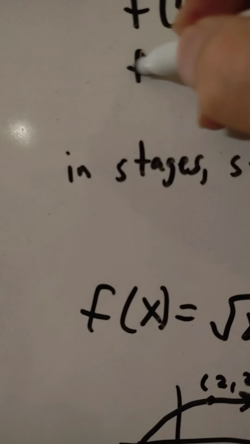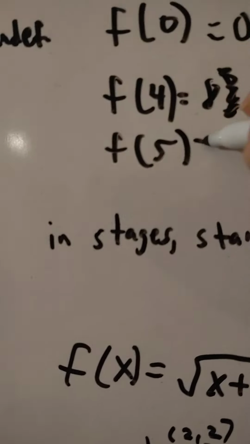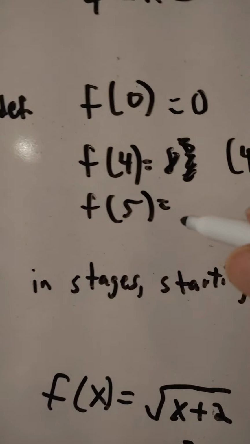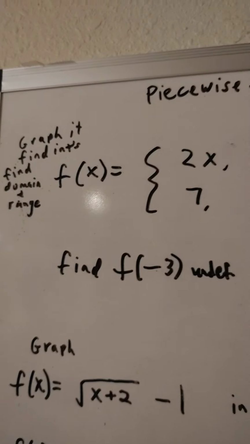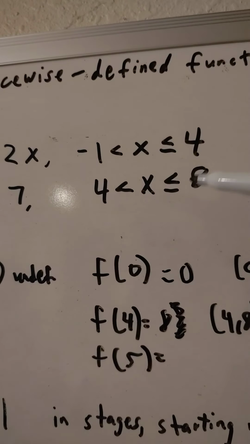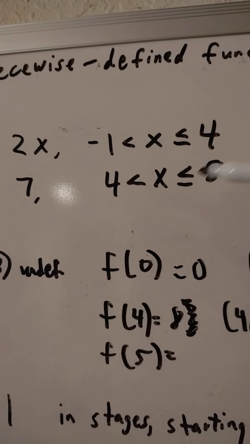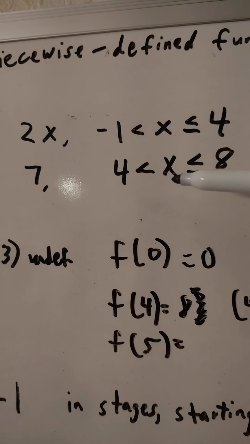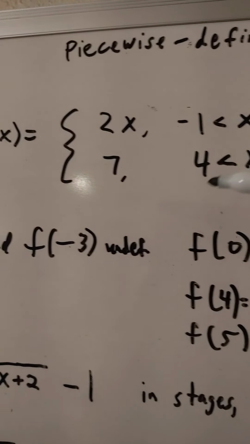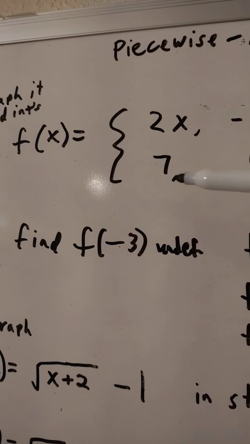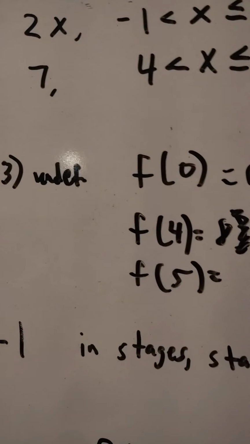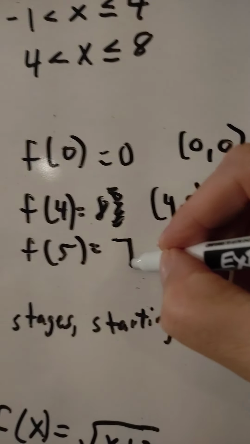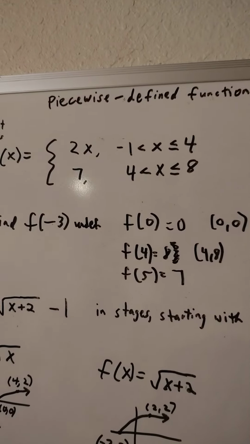And one more. What about f of 5? What is f of 5 going to equal? Which equation is it in the domain of f of 5? Isn't 5 not in the domain here, but it is in between 4 and 8. So 5's in the domain for the second equation. So go to the second equation. And there's no variable there. It's always going to be 7. Y equals 7. So the answer is 7. F of 5 equals 7 for that one.